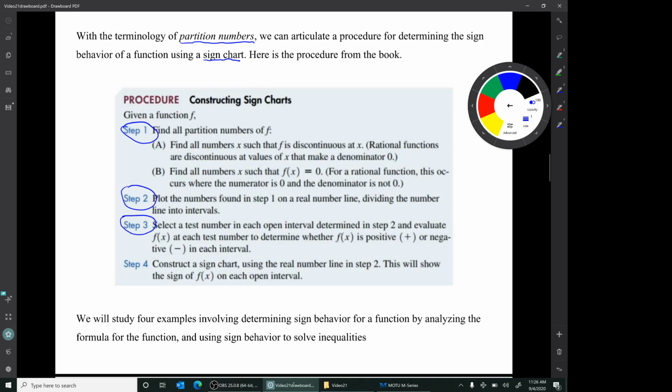Now, a couple of things I would change about this procedure. We don't really need to do 4. What I'm going to call the sign chart is the number line thing that we draw and annotate with plus and minus signs. There is something that I would add to this procedure. Notice this procedure only tells you to put information about the behavior of f in the intervals between the partition numbers. But I think it's also helpful to indicate the behavior of f at the partition numbers.